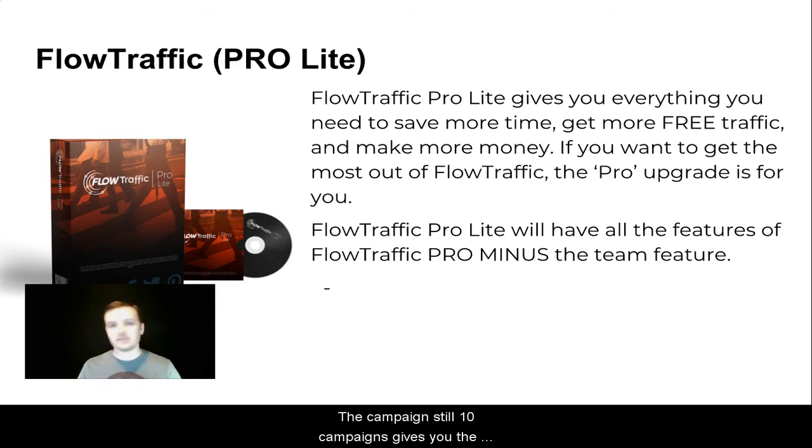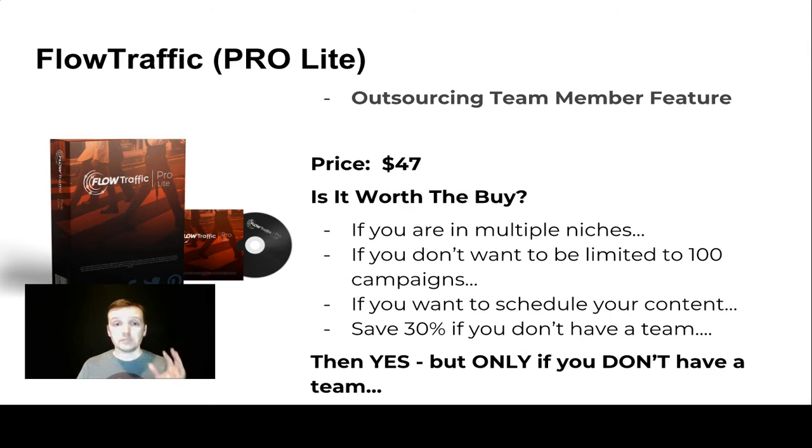It gives you all of the campaigns, still 10 campaigns, gives you the ability to do multiple niches. You just don't have the ability to have those outsourcer licenses out there. So this is just $47, which means you save 30% or $20 based on saying no to Pro and then picking up Pro Lite. So that's a great way to save a little bit of money, keep that cash in your pocket. And is it worth it at $47? Absolutely, because of the unlimited campaigns, because of the scheduling alone, but only if you don't have a team. Okay, if you have a team, make sure you pick up the Pro license. That way you can get that off your plate and start outsourcing it.